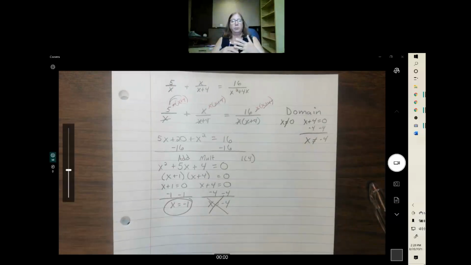So anytime you have fractions, you'll have to check for that. When we get into radicals, we'll have to check for that. When we're solving logarithmic functions, we have to check because there's things that are omitted from those. Any questions on that one?